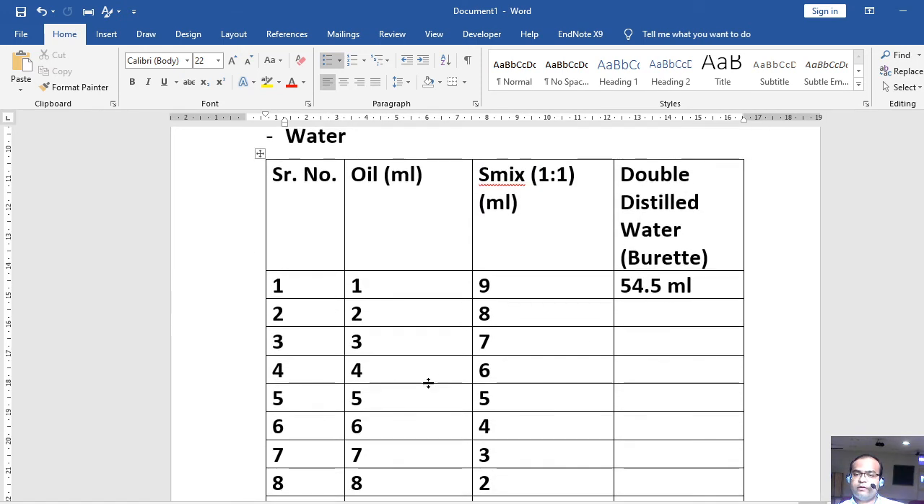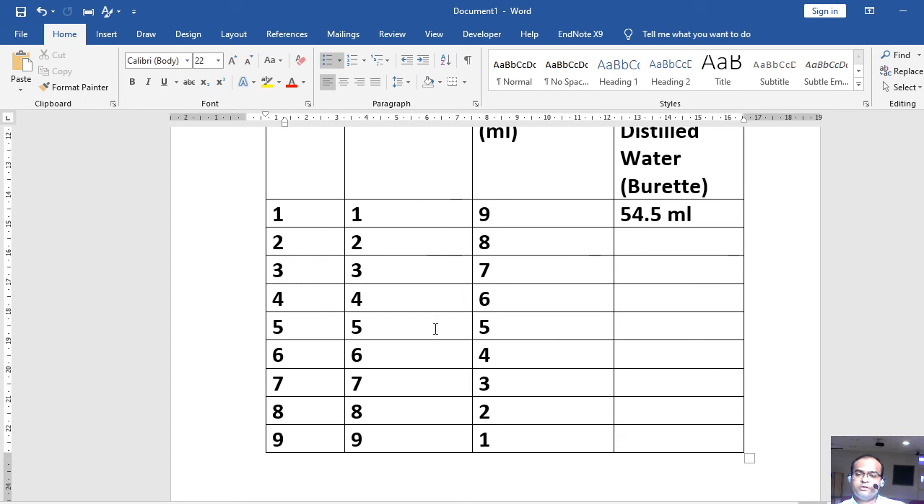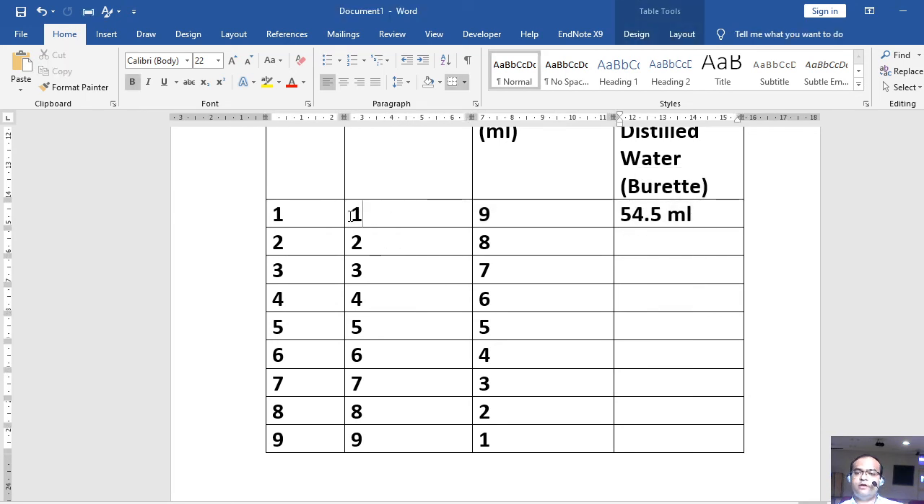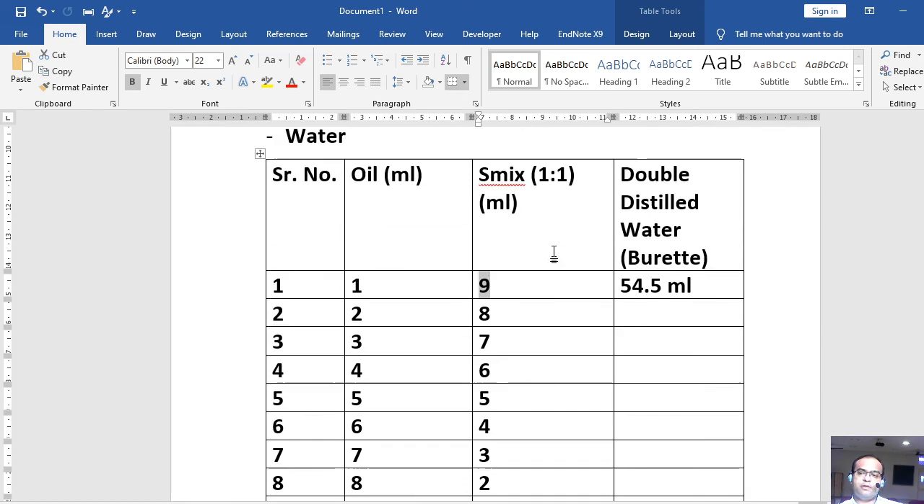Now how can you plot a ternary phase diagram? It's a simple calculation we need to add here. So now we have a total of 64.5 ml in our system, right? 1 ml oil, 9 ml surfactant and 54.5 ml water. The total is 10 plus 54.5, that is 64.5 ml of our system. So first we need to calculate the proportion of each of the components in our data, right?